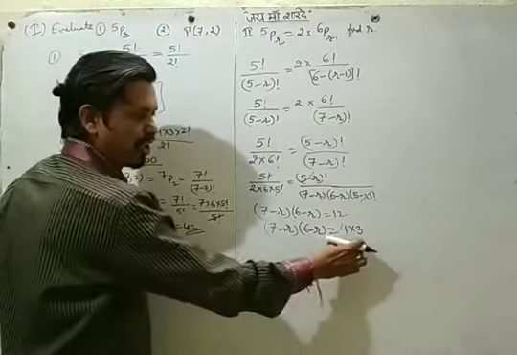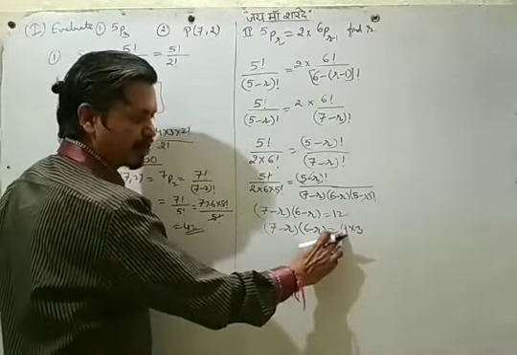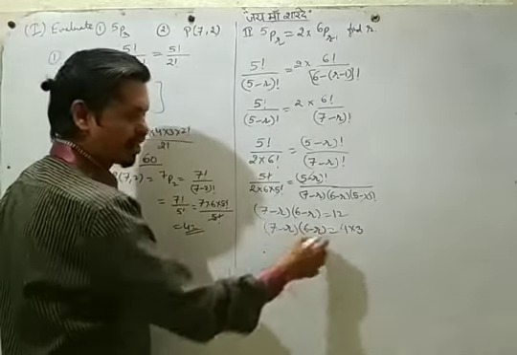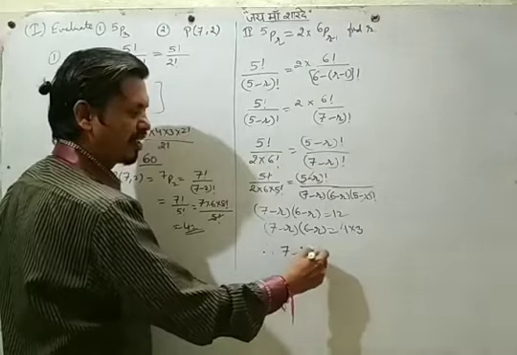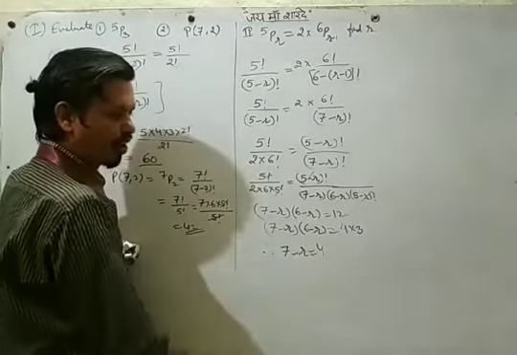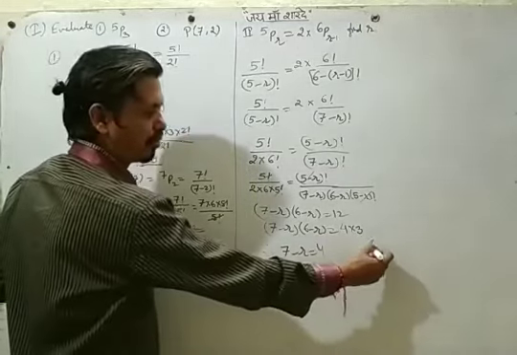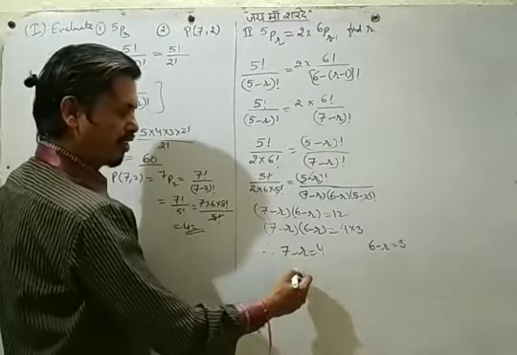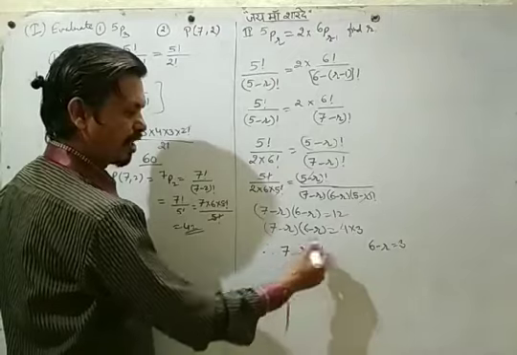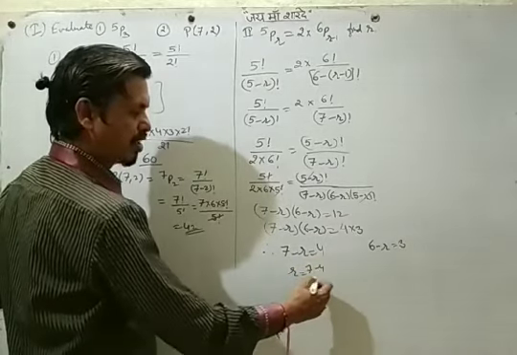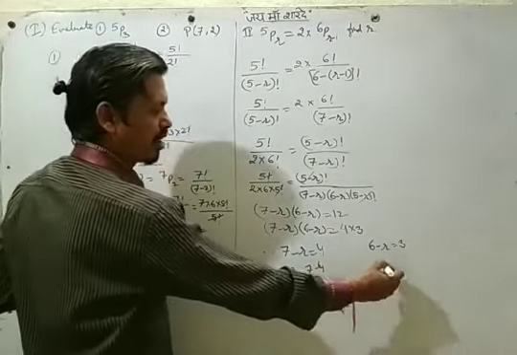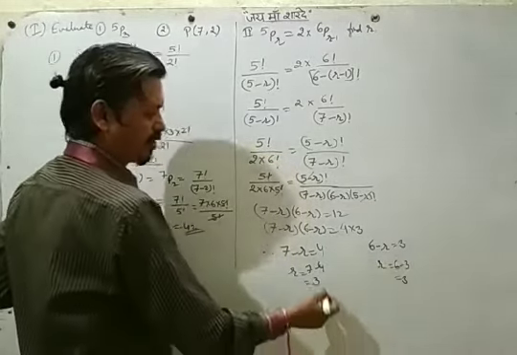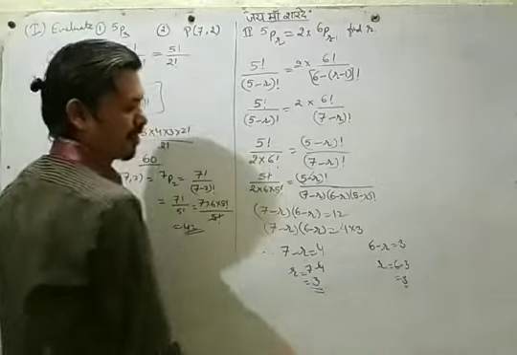So here the difference is 1, and here the difference is 1. The greater number is 4, and here the greater number is 7 minus r. So by comparing both sides, 7 minus r is 4, or 6 minus r equals 3. So 7 minus r will be 4, then r will be 7 minus 4, which is 3, and 6 minus r is 3, so r will be 6 minus 3, that is 3 only. So the value of r is 3.